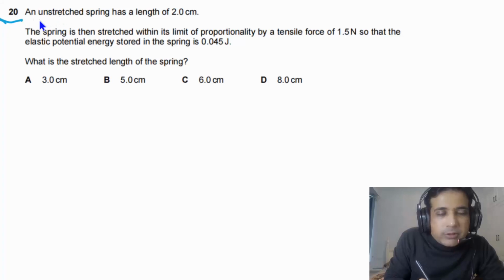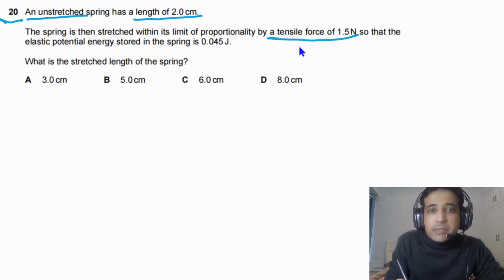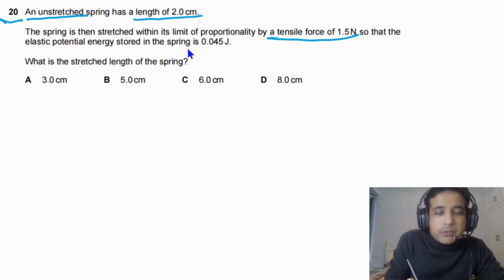For question number 20, it is given to us that an unstretched spring has a length of 2.0 centimeters. The spring is then stretched within its limit of proportionality by a tensile force of 1.5 newtons. This is the maximum force. The elastic potential energy stored in the spring is 0.045 joules. What is the stretched length of the spring?